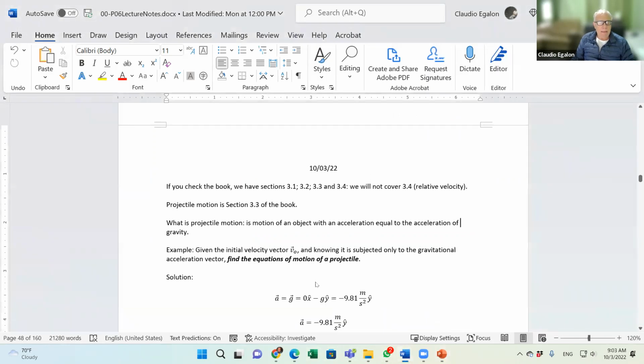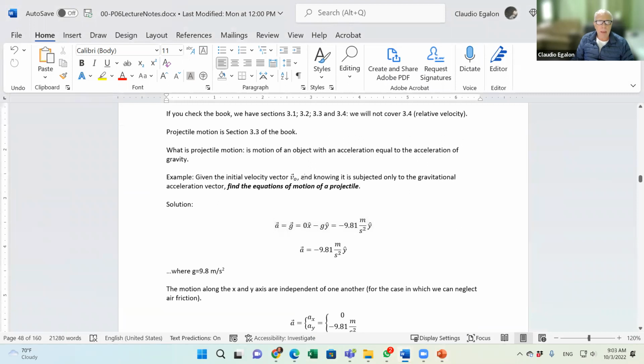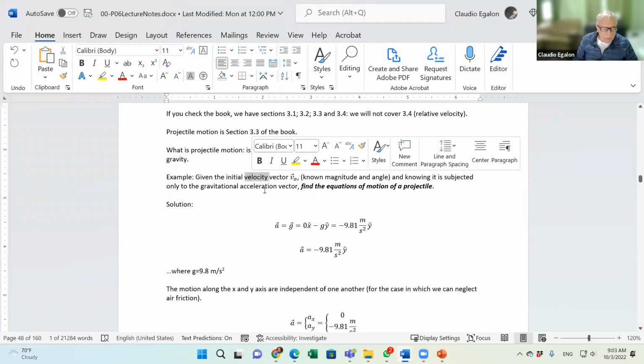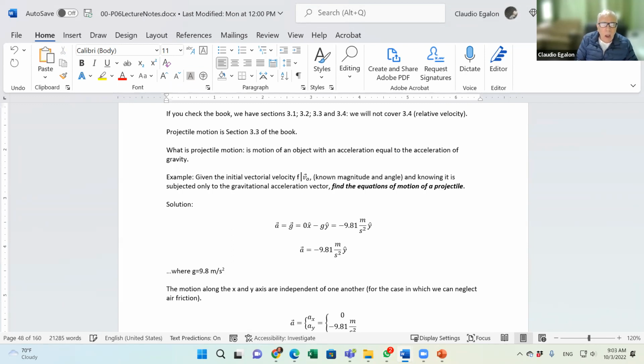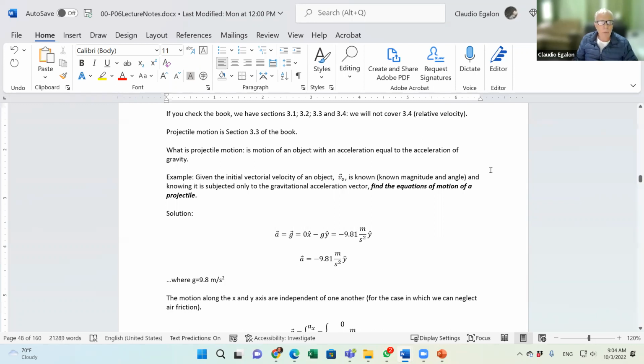We're going to solve this problem. Given an initial velocity V0 with magnitude and angle, given that the initial vectorial velocity of an object, V0, is given by magnitude and angle, and that the object is subjected to the gravitational acceleration, find the equations of motion of this object, which, by the way, is a projectile.